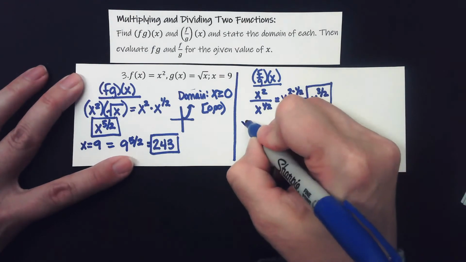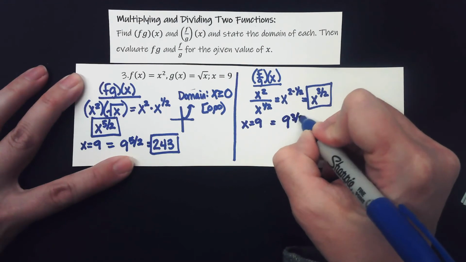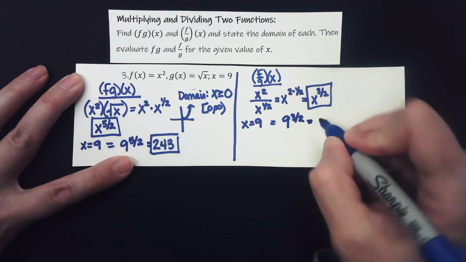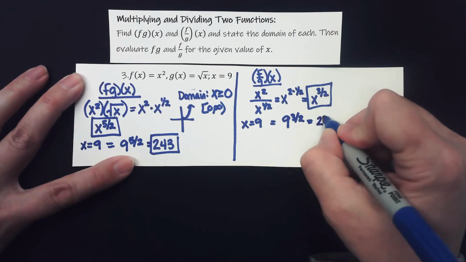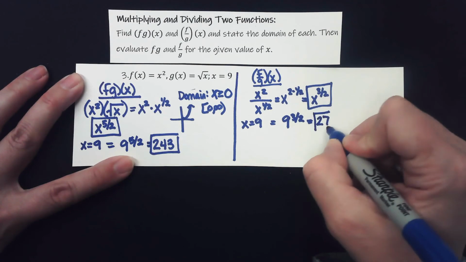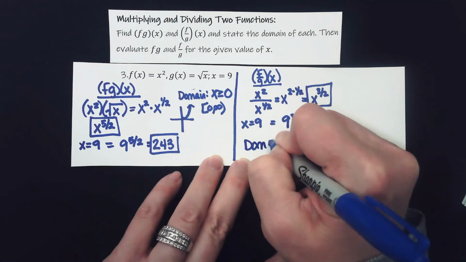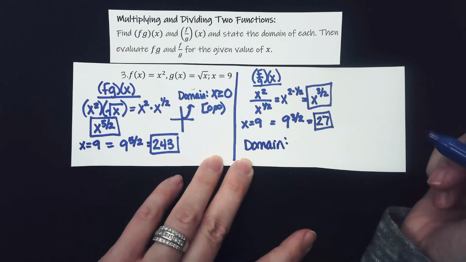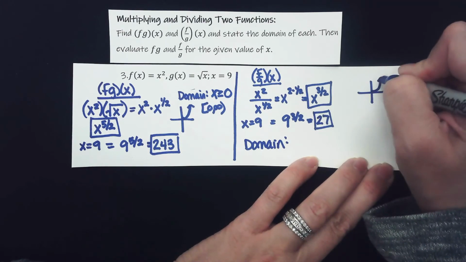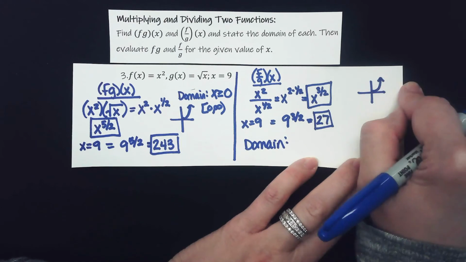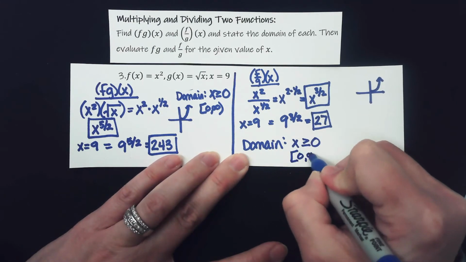Alright, then I'm going to plug in 9 for x. So that gives me 9 to the 3/2 power. Square root of 9 is 3. 3 cubed is 27. Okay, and then we need our domain. So again, if I were to graph this, it looks almost just like the last one, where it goes up, and it's going right forever, so it is x is greater than or equal to 0, which is 0 to infinity.